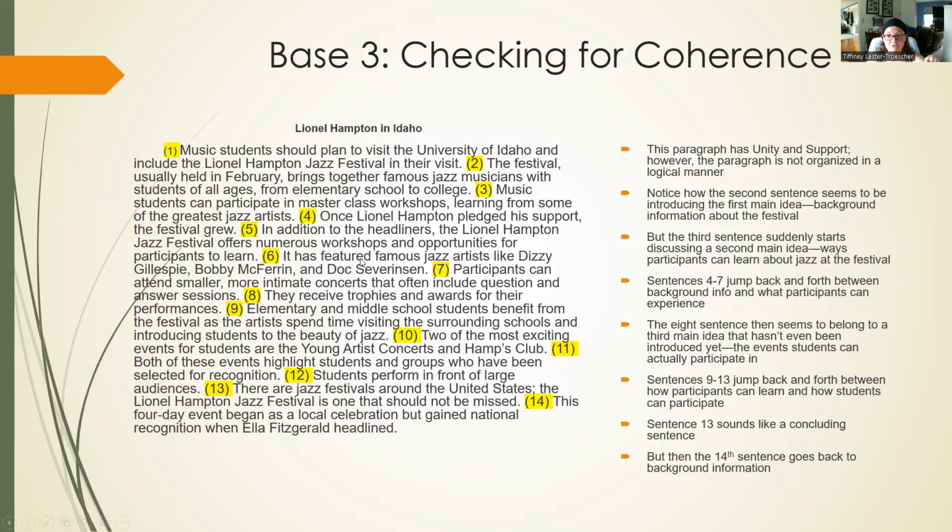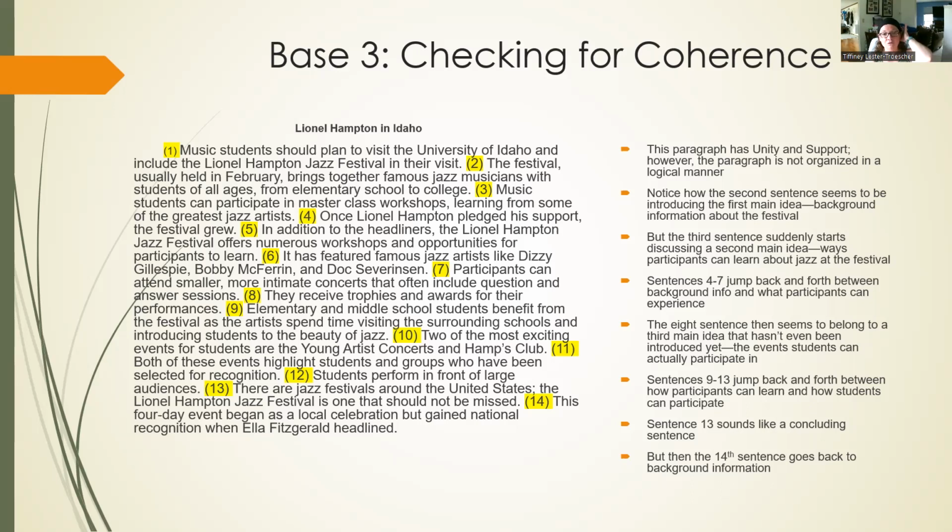But then sentences 4 through 7 jump back and forth between background information, the first main idea, and what participants can experience, the second main idea. Once Lionel Hampton pledged his support, the festival grew. That clearly sounds like background information. In addition to the headliners, the Lionel Hampton Jazz Festival offers numerous workshops and opportunities for participants to learn. That actually sounds like the transition from the first main idea to the second main idea, going from background information to how participants can learn.